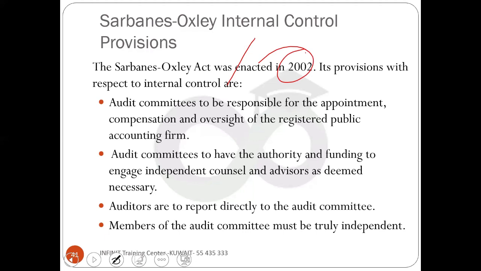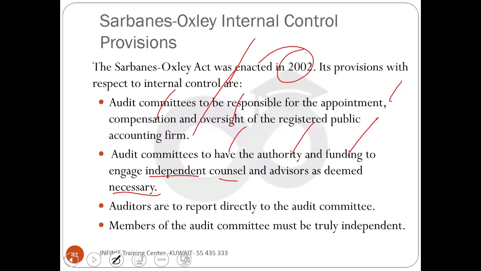So what is mentioned in this act? Audit committees are to be responsible for appointment, compensation, and oversight of the registered public accounting firm. So who will be the auditor, and how much amount should be paid to them, will be decided by the audit committee. This is mentioned in the Sarbanes-Oxley Act. And audit committees have authority and funding to engage independent counsel and advisors as deemed necessary.